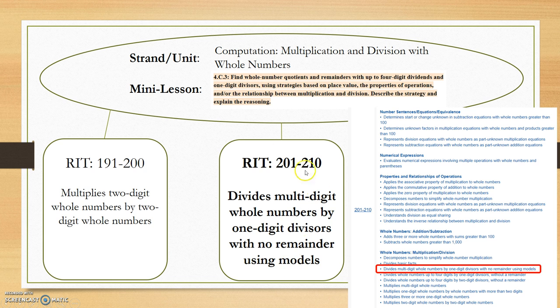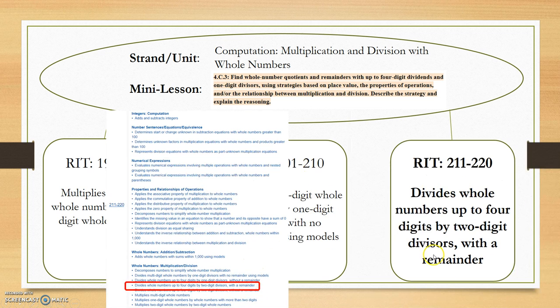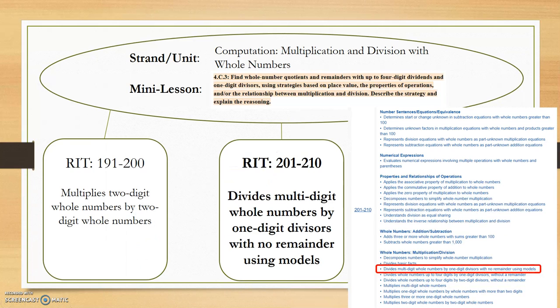And for the middle of the road group, the middle level group this day, the 201 to 210 range, they have selected divides multi-digit whole numbers by one-digit divisors with no remainders using models. So you can see how your three small groups can really vary within the same strand. We have multiplication, we have division with models, and then we have division with a remainder. So three different levels all within the same strand.